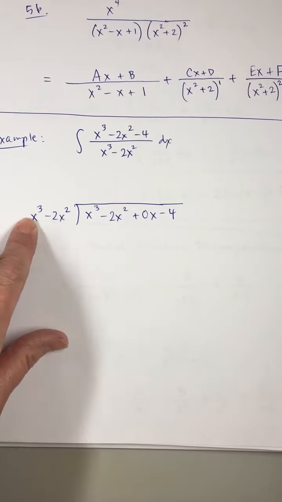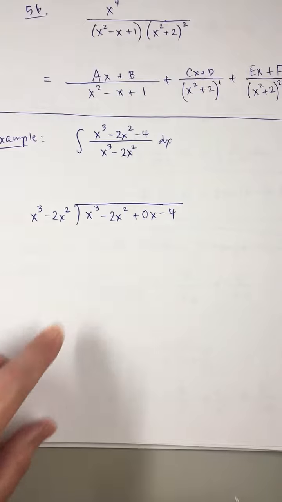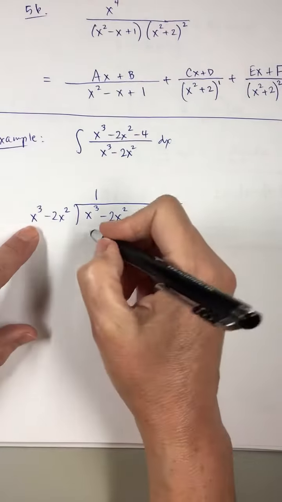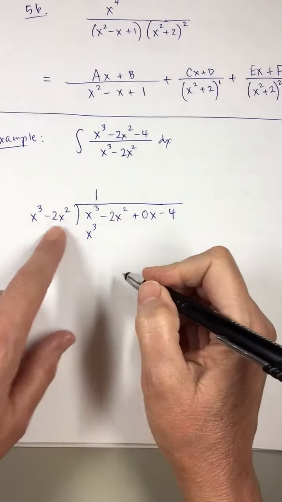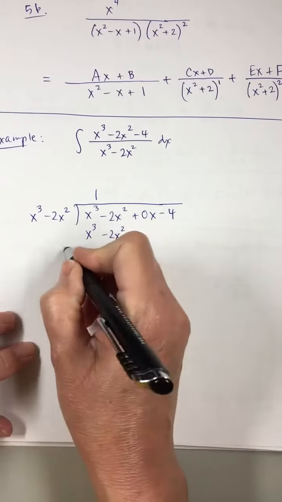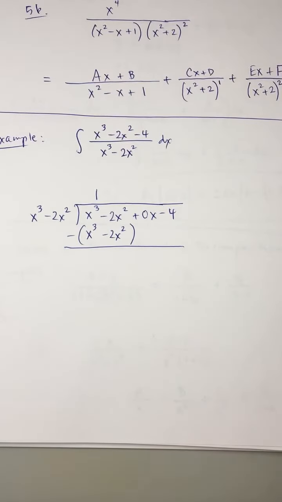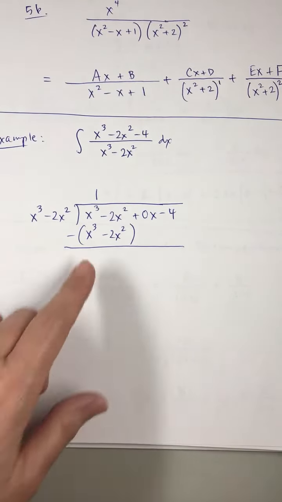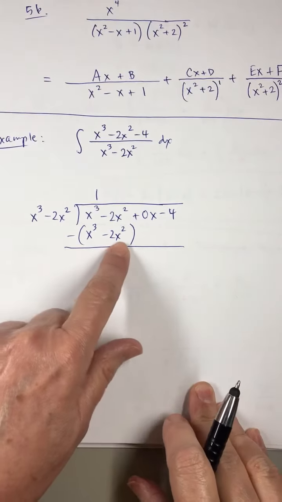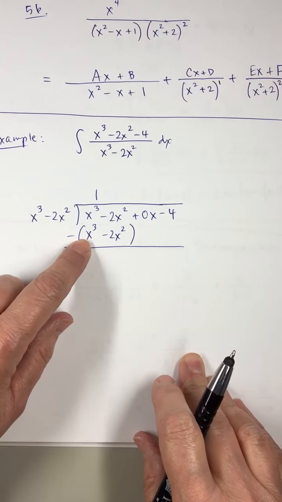Well, I'll go x cubed goes into x cubed. How many times? 1. Put a 1. Then multiply. 1 times x cubed is x cubed. 1 times negative 2x squared is negative 2x squared. And we'll subtract. I like to put the minus sign on the outside, put that little polynomial here in parentheses, because you have to remember this negative sign is going to distribute. So x cubed minus x cubed is 0.